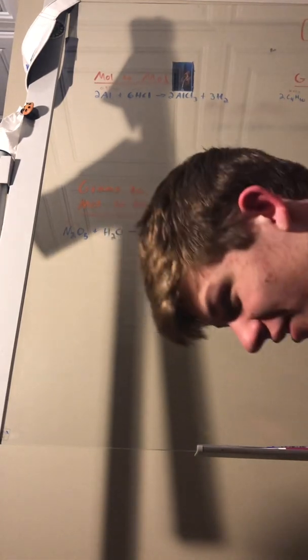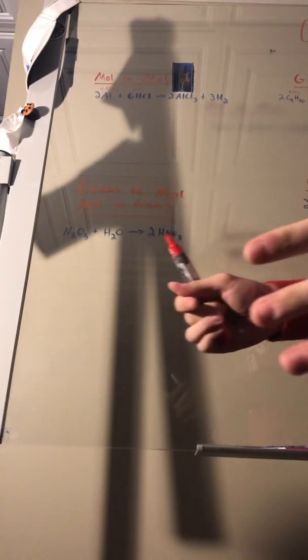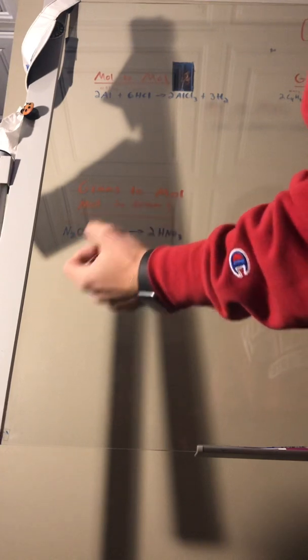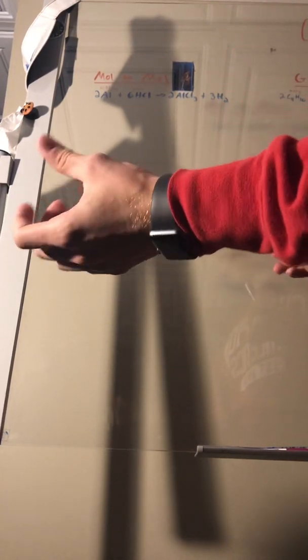So, stoichiometry. Just get it. Basically, stoichiometry is just determining the ratios of different things in a reaction and finding out how much you can produce from one thing, or if you have this much, how much is left over.